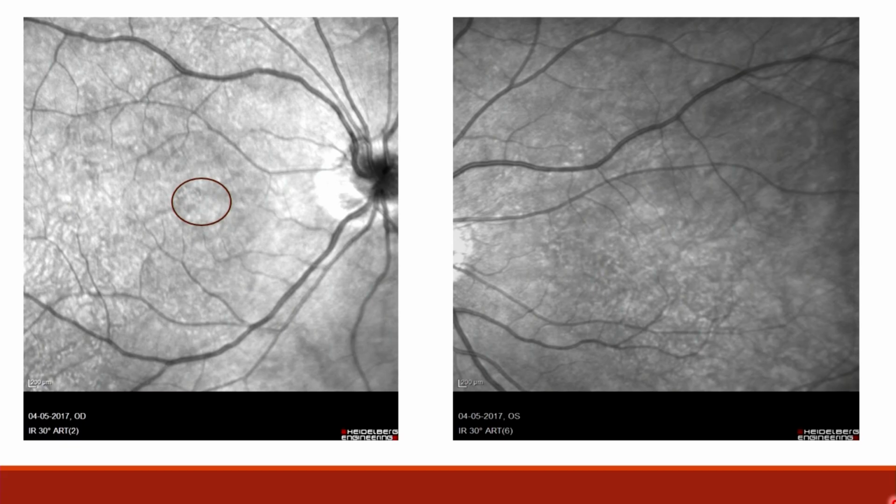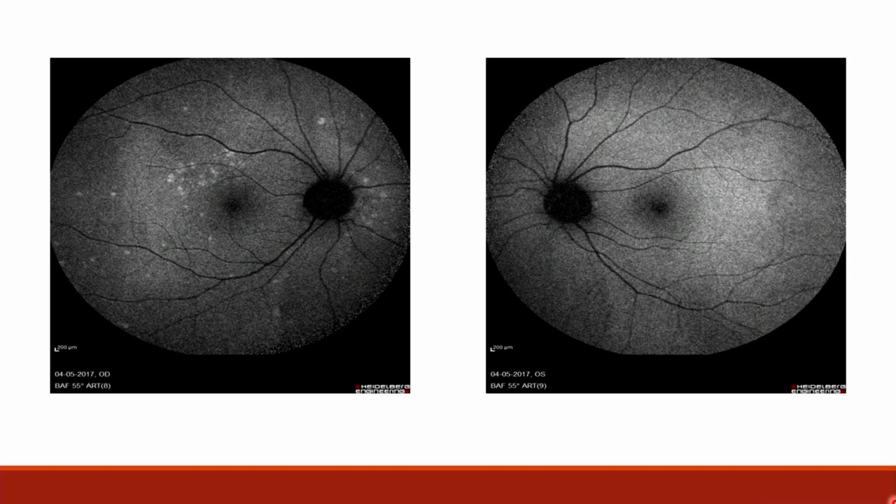The infrared reflectance again showed areas of hyperreflectivity, while left eye was within normal limits. This was the blue autofluorescence, which showed few hyperautofluorescent spots in the right eye, while the left eye was normal. And these hyperautofluorescent spots corresponded with the lesions seen on the fundus examination.